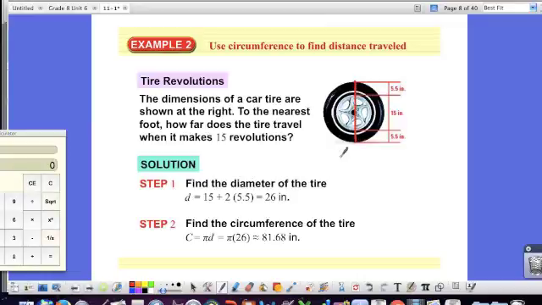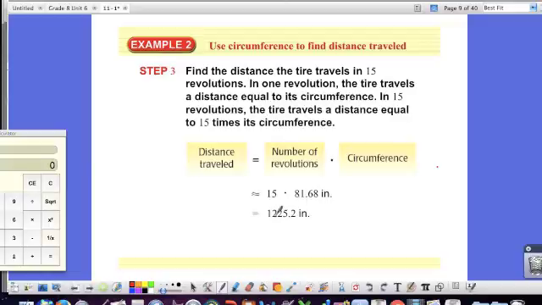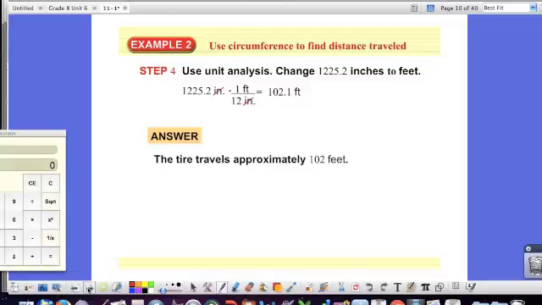And 26 times pi is 81.68. In this section, I'm going to start using this calculator instead so we can have a pi button. So 26 times pi equals 81.68. So that's the rough circumference of the circle. Now the tire is going to rotate around 15 times. So when it goes around 15 times, it's going to go a total distance of just over 1,225 inches. That is the total distance that the tire is going to travel. Okay?